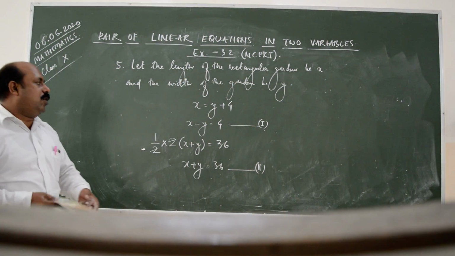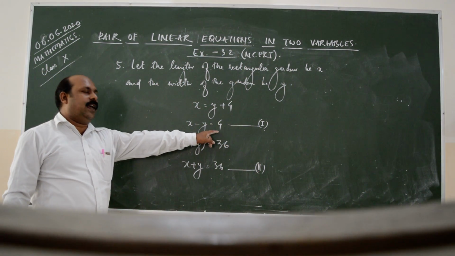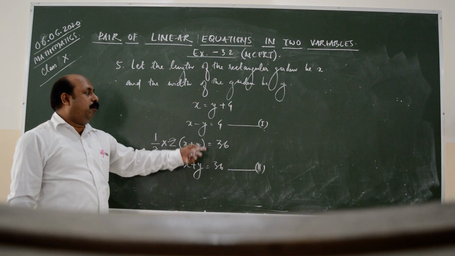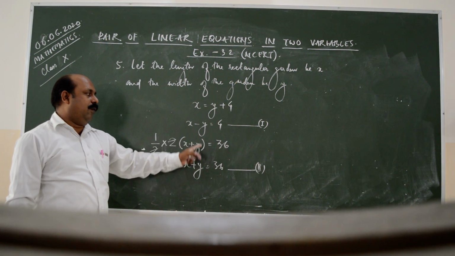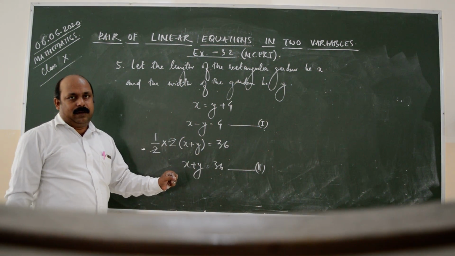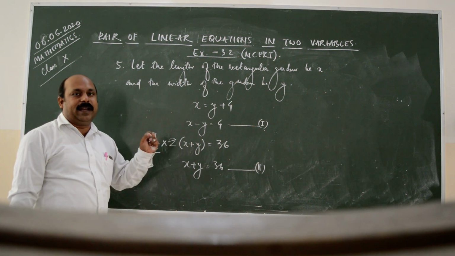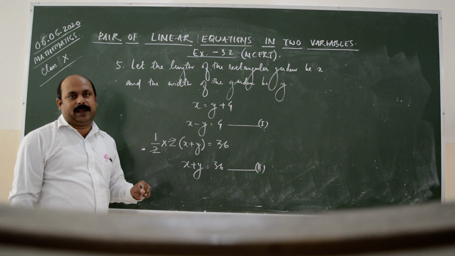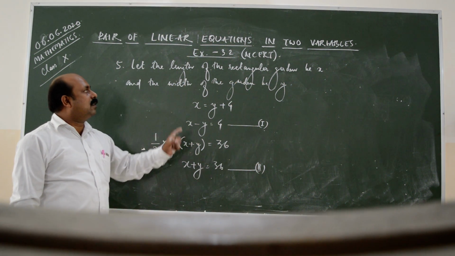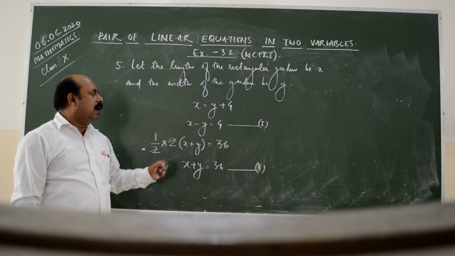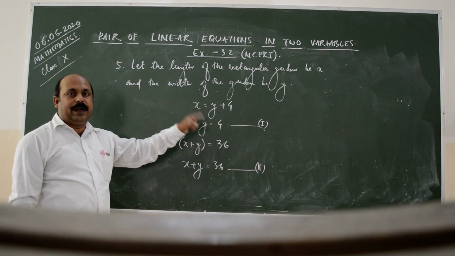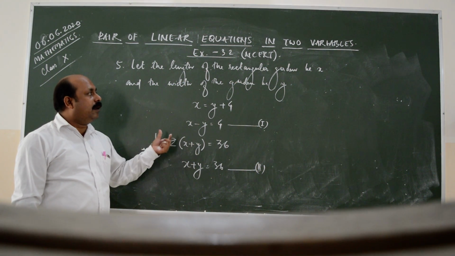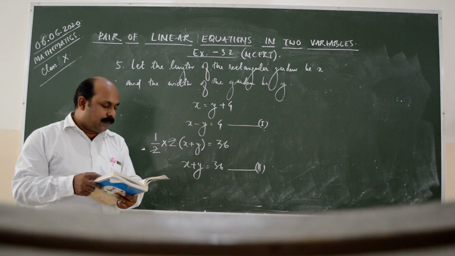Now once the equations are formed, x minus y is equal to 4 and x plus y is equal to 36, we can plot the graphs of equations 1 and 2. Wherever these graph lines intersect, that point will give us the values of x and y. x will give us the length of the rectangular garden and y will give us the width of the rectangular garden. In this manner we can find out the dimensions of the rectangular garden.